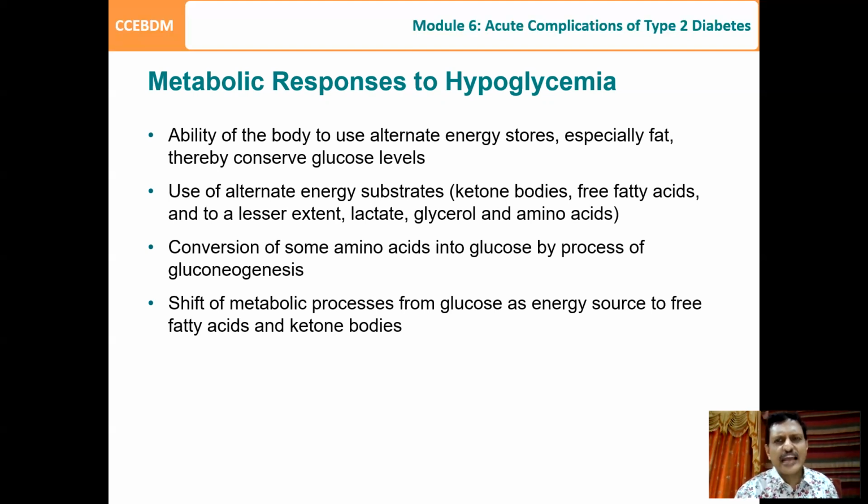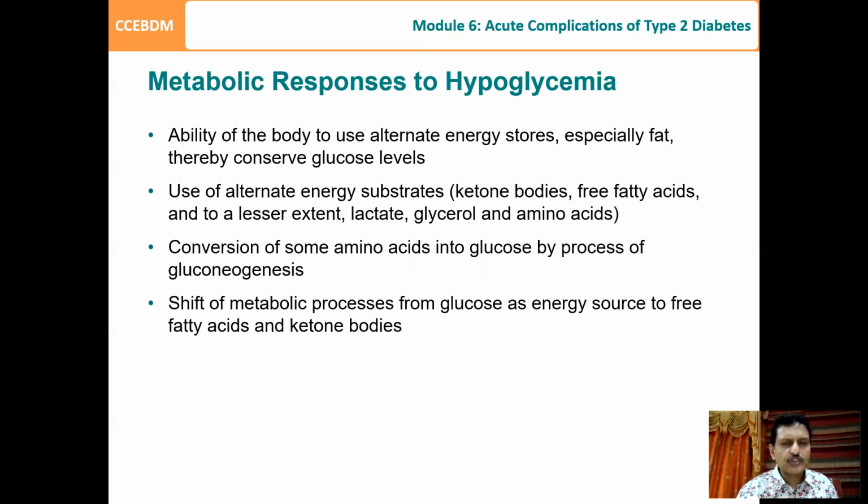To a lesser extent, lactate and amino acids, because this is the protein product that actually occurs if the hypoglycemia persists for a long period of time, as we see in starvation. The conversion of some of the amino acids into glucose is basically by the process of gluconeogenesis. Also, as I've told you, the glycerol, which is a product from the triglyceride, also contributes to gluconeogenesis.